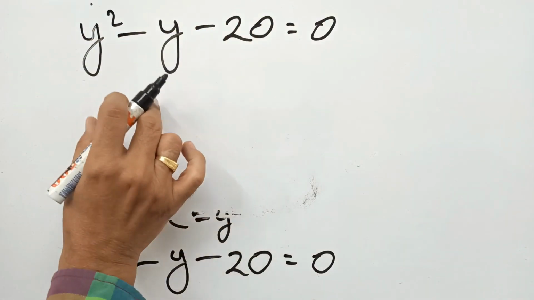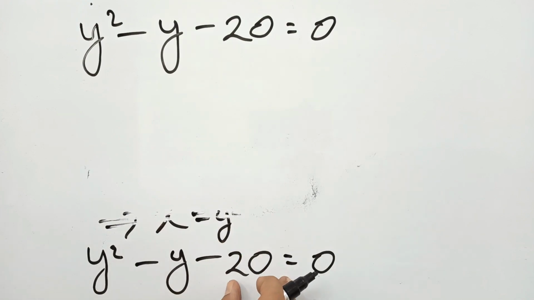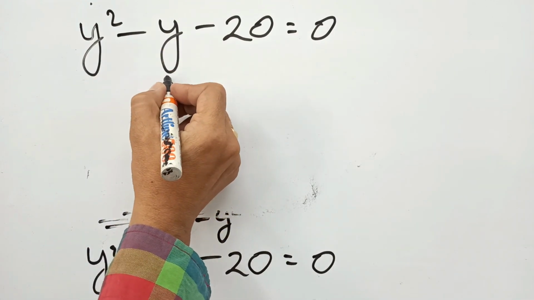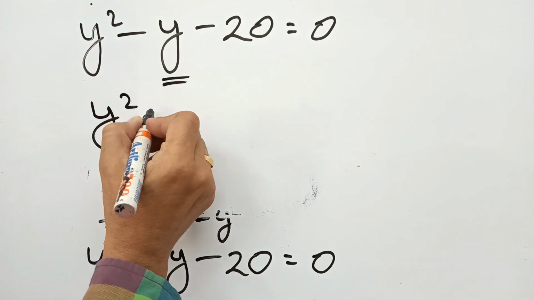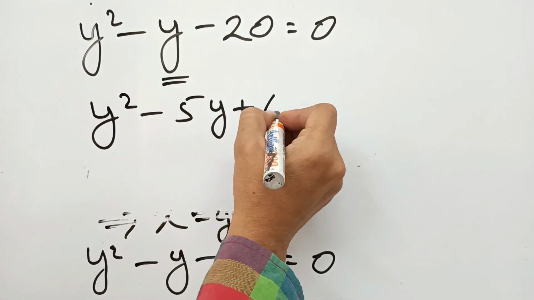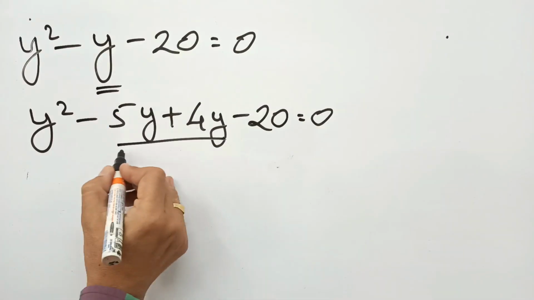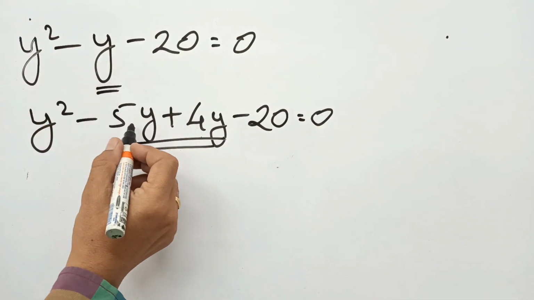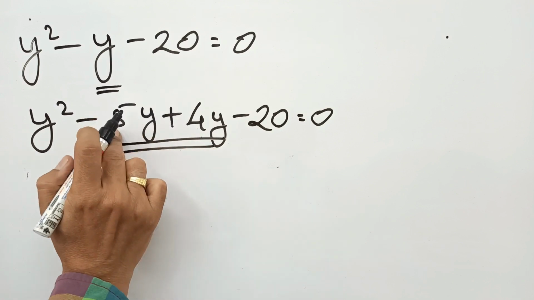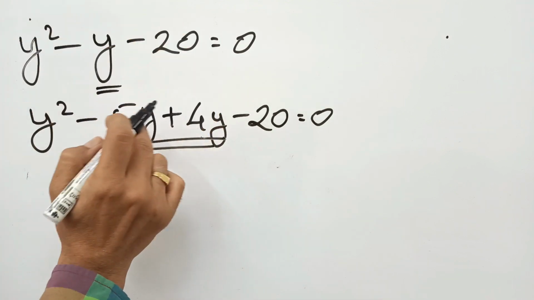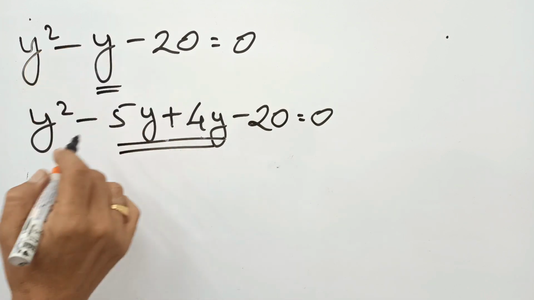I am using this portion to solve because there is not enough space. See, this is a quadratic equation. Let us split this middle term. Instead of y, I write minus 5y plus 4y. See, the multiplication of 5 and 4 is 20, that is the first and last term, and this subtraction will give us minus y.